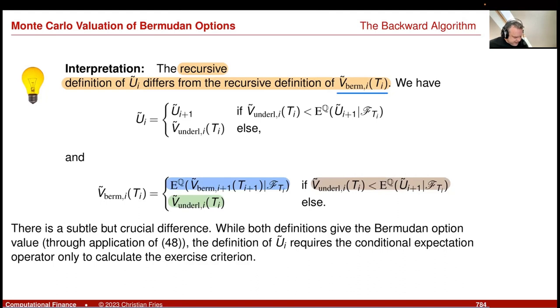Here we have the same criteria to make the decision, but the update for our value is, take the underlying if you exercise, but if you do not exercise, you do not take the conditional expectation, you take the random variable representing the future values. And you also see this subtle difference if you look at the random variable that is constructed here. This random variable here is FTI measurable. This random variable is also FTI measurable. So this guy is FTI measurable. It is the value of the Bermudan observed in TI. But this random variable here is just a collection of what you get in the future on different sample paths.